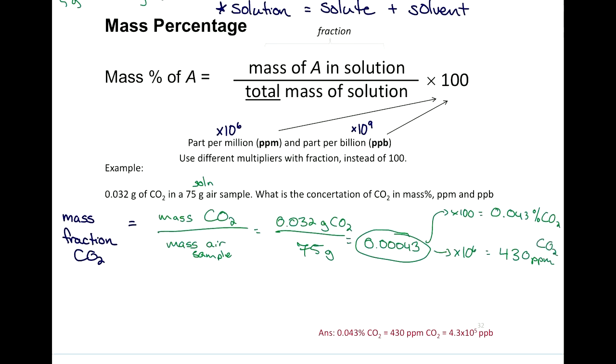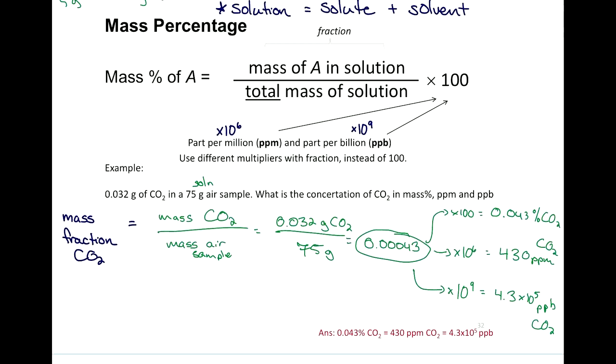So if we were to count all of the particles, if we would count 1 million particles, 430 of them would be CO2 particles, or I guess the gram amount. And then lastly, to get to parts per billion, we do times 10 to the 9 and get a very large number, 4.3 times 10 to the 5 parts per billion CO2. All right. And so that's kind of the thought process there.